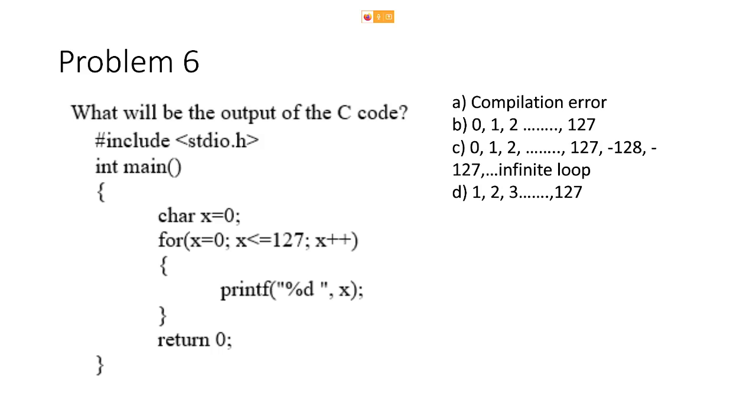Ma'am, it should be option B. Okay. Why? Because normal working of for loop starts with 0, and we increment it till the value equals 127 or less than. Yeah. So then what will happen when x is 127 and you add 1 to it? Ma'am, it will come out of the for loop. Okay.